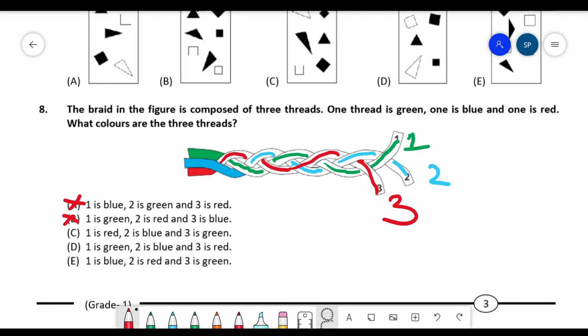1 is red, which is wrong because 1 is green. So C is wrong. D. 1 is green, correct. 2 is blue, correct. 3 is red, correct. But let's check E too. 1 is blue, which is wrong because 1 is green. So E is wrong, and that leaves us with the option D, which is correct. So the answer is D.